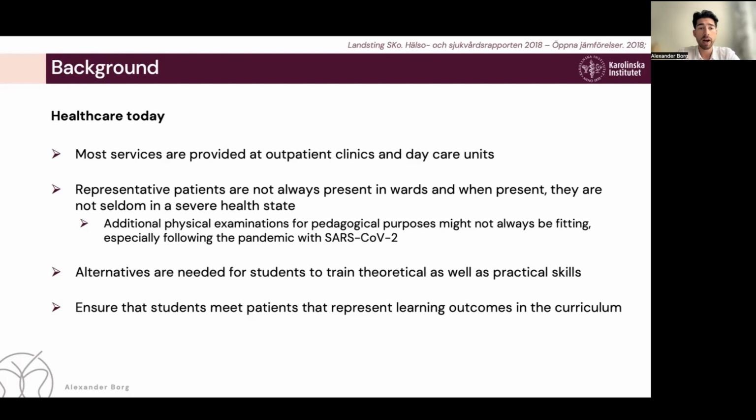This was especially highlighted during the COVID-19 pandemic, when clinical rotations were highly limited in Stockholm. There has been a consensus that alternatives are needed to train theoretical as well as practical skills to ensure that students meet the requirements of their learning outcomes.